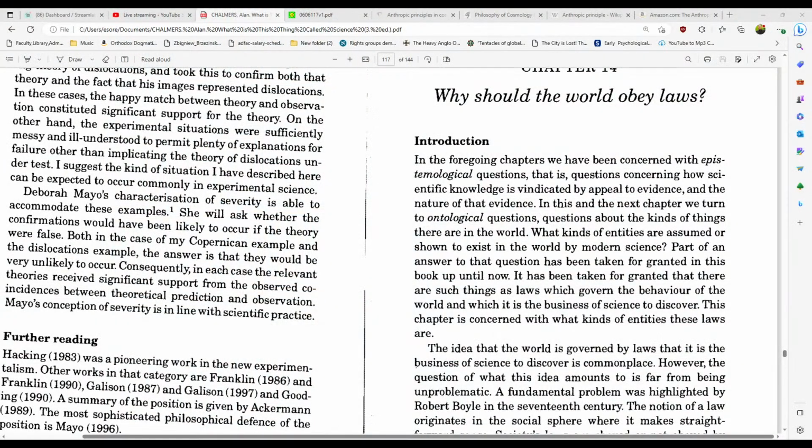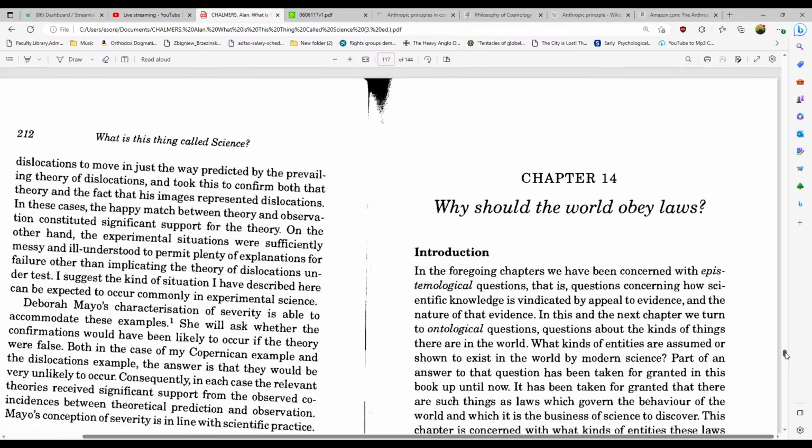Alrighty, let's look here. So here you'll see the PDF. This is chapter 14. Why should the world obey laws? But before we get into that, I wanted to read you something from, let's see if I remember the page number.